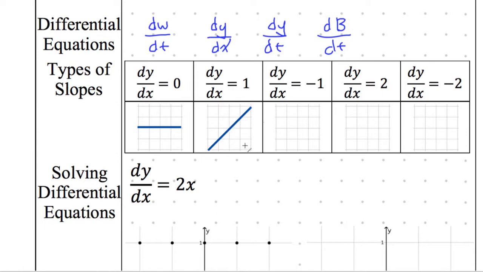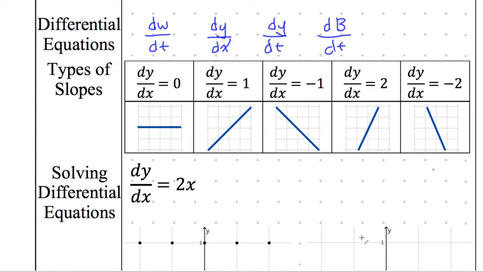Slope of -1, make it with your arm. Yeah, it goes the other way. Exactly. So it goes like that. It goes down. All right, what about a slope of 2? Make it. Yeah, so it's steeper. And make sure it goes right 1, up 2, right 1, up 2. So it looks like this. And slope of -2, make it with your arm. Yeah, it goes the opposite way and still steep. Perfect.